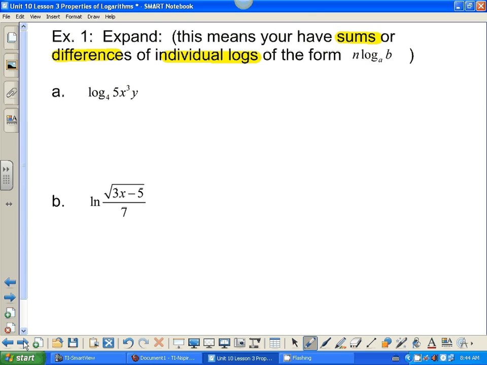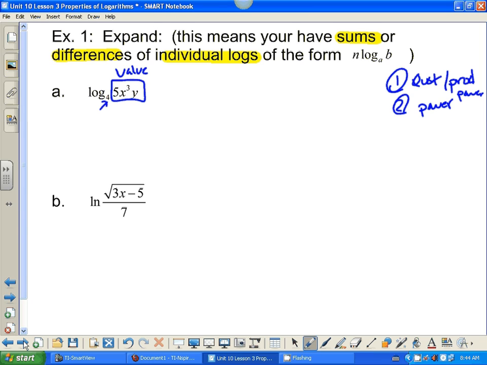I have log base 4 of 5x to the 3rd y. This is all of your value. And you have to decide, okay, when I look at the value, what is being done there? Do I have quotients? Do I have products? Do I have power to a power? When I expand, I always look for quotients and products first. Then I deal with the power to a power. You don't have to do it like me, but I'm just trying to stay organized.